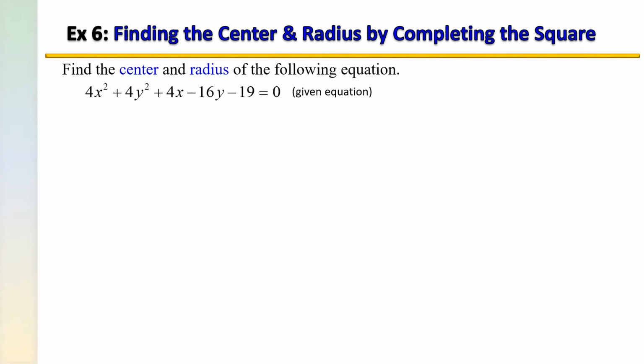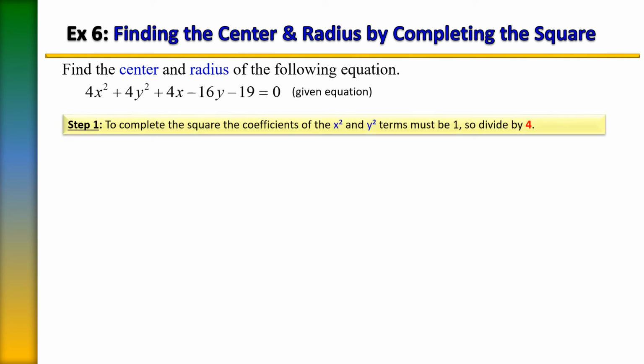Okay, so let's do one that's a little bit more challenging. In this particular example, notice that the squared terms, both x and y, have a coefficient of 4 in front of them. Remember, to use the completing the square method, you need the squared terms to have a coefficient of 1. So the first step is to divide the entire equation by 4. Recall what you do to one side, you must also do to the other. So every term has to be divided by 4.